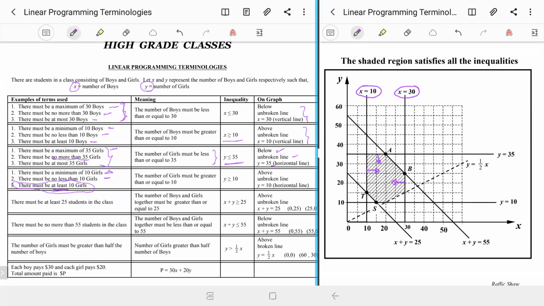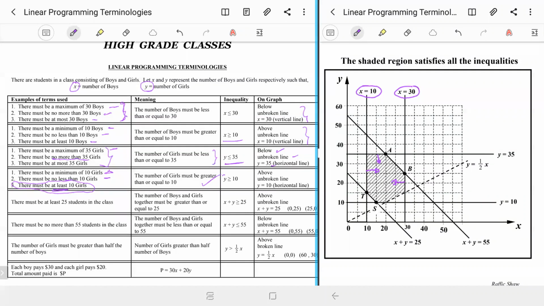If you must have at least $10 to buy the sweetie, it means the sweetie costs 10 or more dollars, so the number of dollars you must have is 10 or more. There must be at least 10 girls in the class. At least 10 girls means 10 or more girls. The number of girls must be greater than or equal to 10.